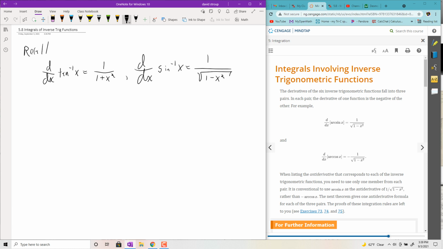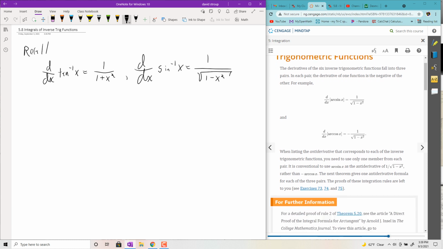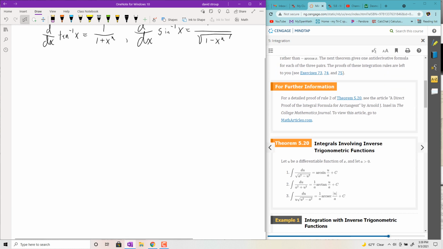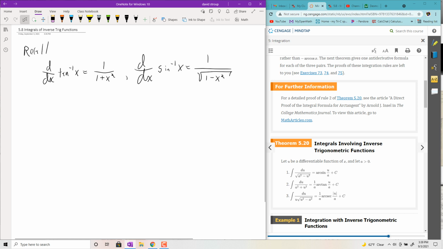Cosine inverse is just the negative of this, and cotan inverse is just the negative of this. The secant ones are a little more complicated, but from here we can just reverse the process and have our integrals. So let's introduce those integrals.